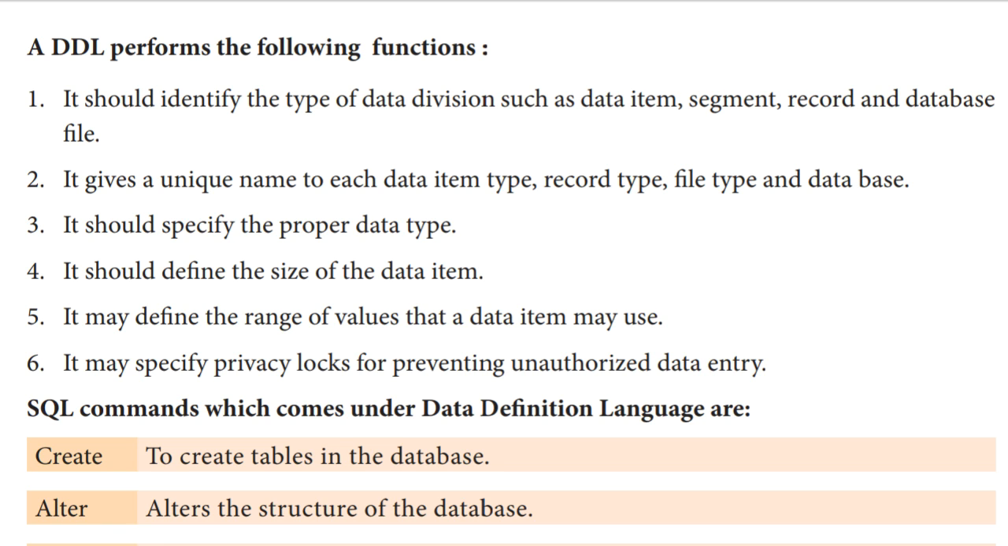It should specify the proper data type. We have to mention which kind of data it is. It may be an integer or a string or a float. Like that we have to specify the data type. Next, it should define the size of the data item. So what is the size, that also we have to mention.